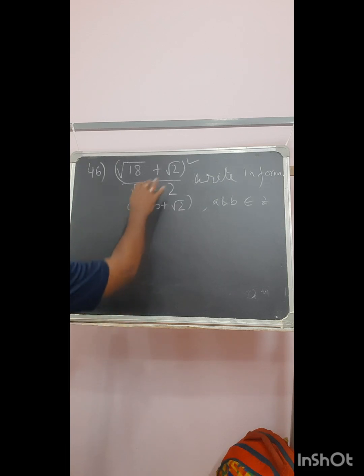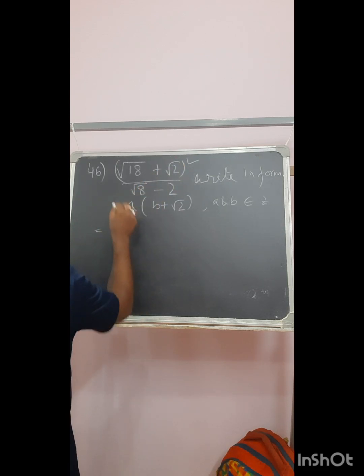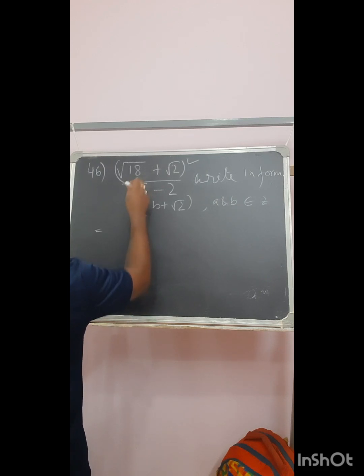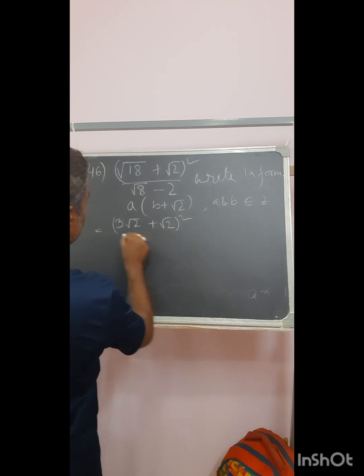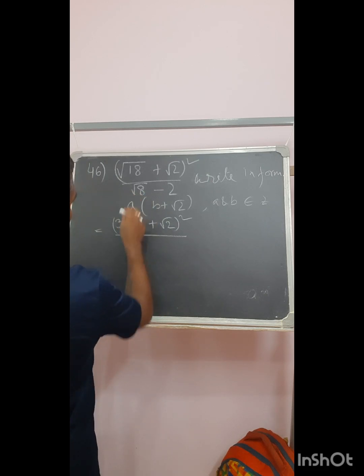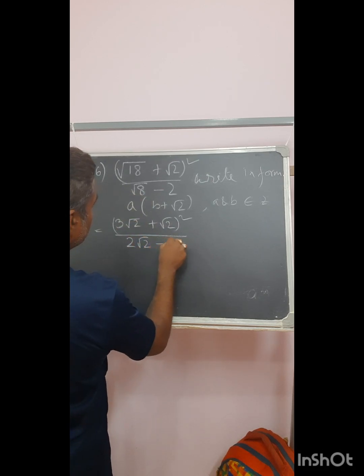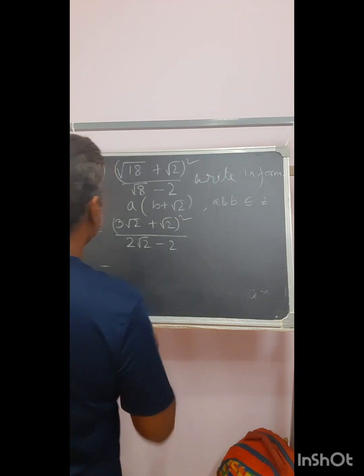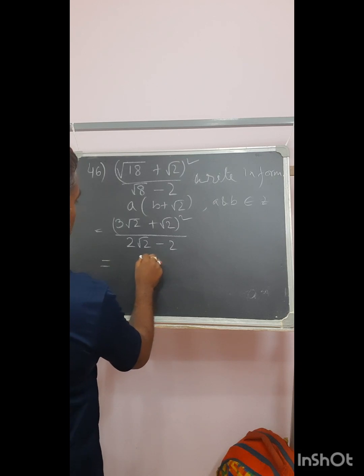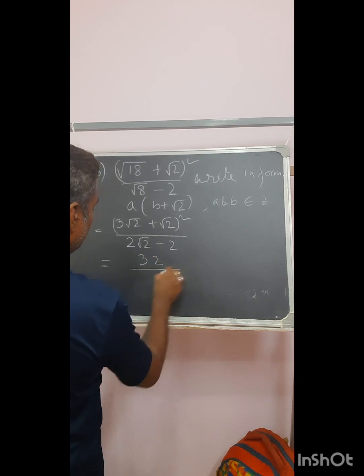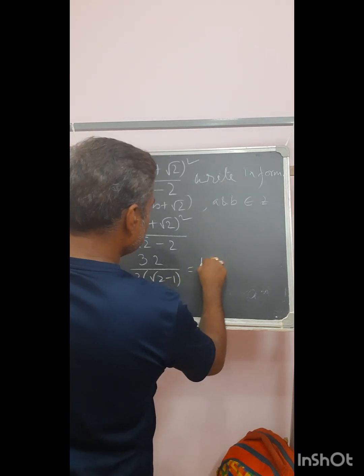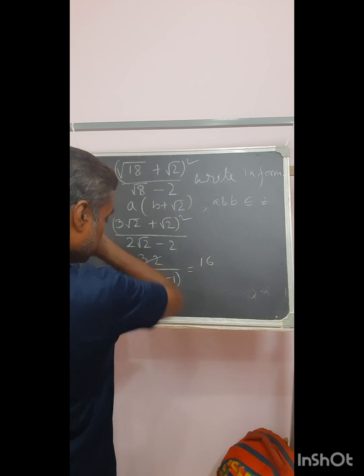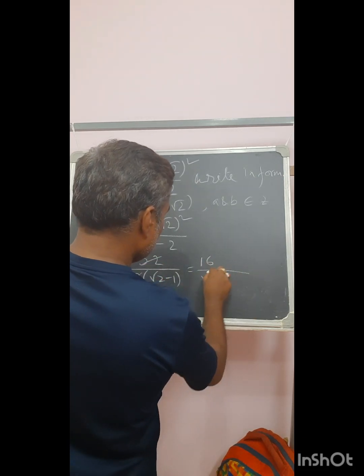Okay, so you have to simplify first anyhow. Let me start with 18, which means 9 into 2, so it is 3 root 2 plus root 2, that whole square, and here 8 means 2 root 2 minus 2. If I club it, it will be 4 root 2 whole square, which is 16 into 2, that is 32. Here, if I take 2 common, it is root 2 minus 1, so the 2 will divide the 32 and we get 16. So 16 over root 2 minus 1.